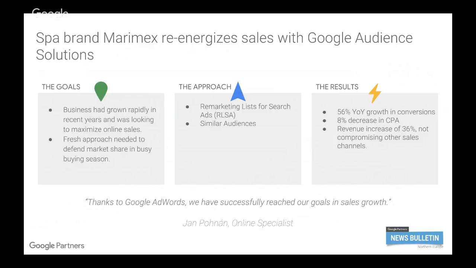And the results were really great. They increased their growth in conversions year over year with 56%, which is quite drastic. And they also managed to decrease their CPA with 8%.